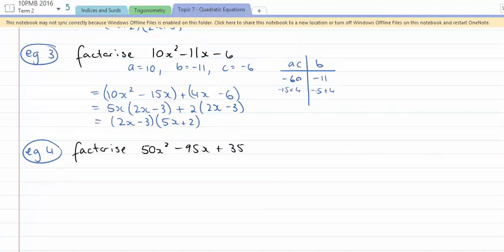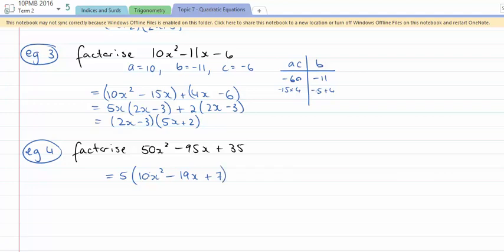Okay, in this last example, we're looking at factorizing 50x squared, take 95x plus 35. Now that's a daunting task, but remember there's always a first step, and the first step in this case is we need to try and take out a common factor. We can see that they're all divisible by 5. So if we take out the common factor 5, we're left with 10x squared minus 19x plus 7.